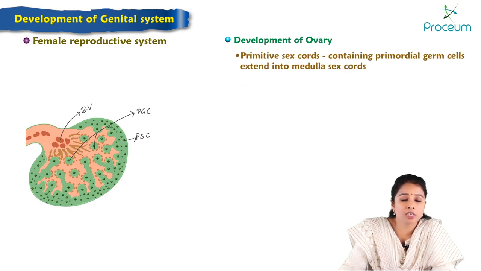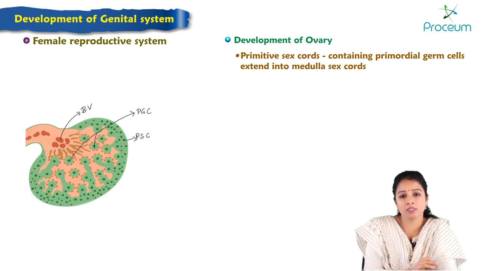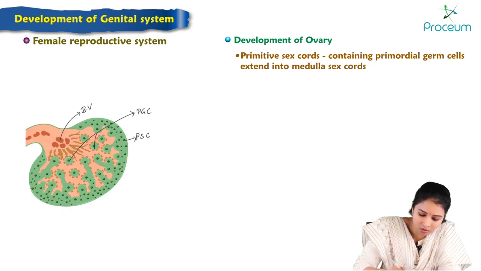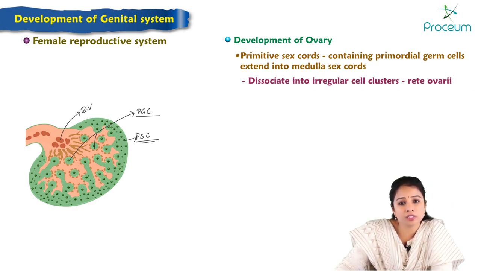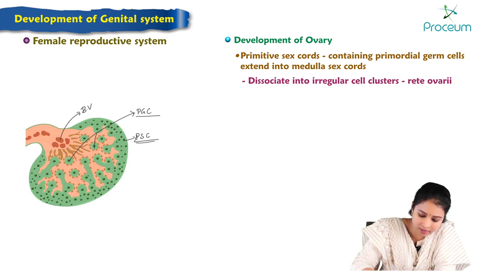So, the primitive sex cords containing the primordial germ cells extend into the medulla as sex cords. Just as we saw in the development of the testis, similarly here also the primordial germ cells are present in the primitive sex cords. So here are the primordial germ cells in the primitive sex cords. PGC stands for primordial germ cells, and these cords dissociate into irregular cell clusters called rete ovarii.